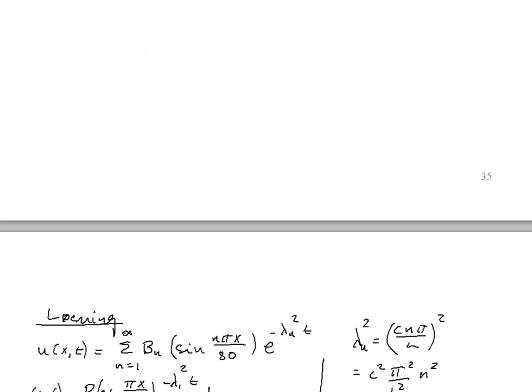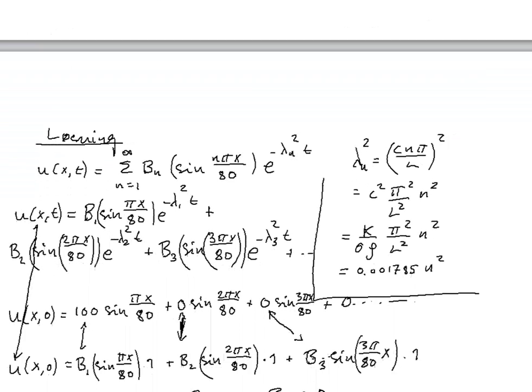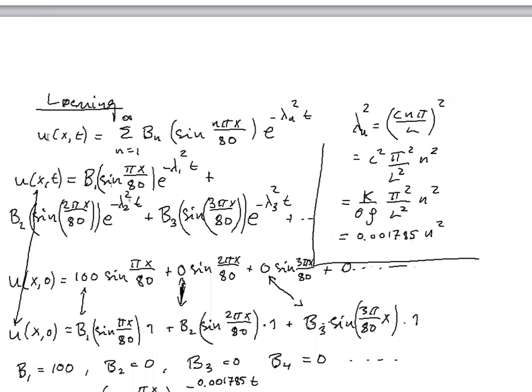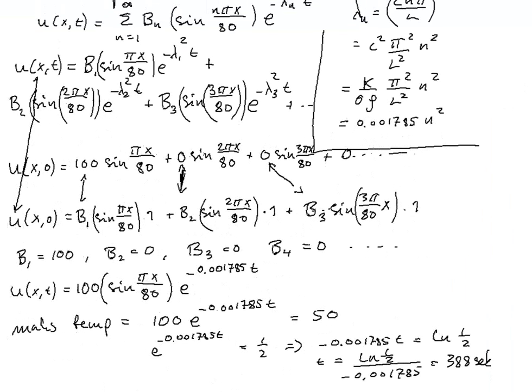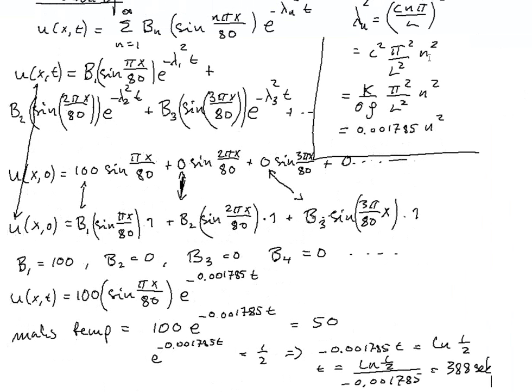So how are we going to proceed? We know that the general solution of the one-dimensional heat conduction problem is given by this infinite series, and this lambda n is, as we know, given by Cn pi over L. So in our case, C is this expression K over sigma rho. And we know all these constants, so it's possible to find this number.